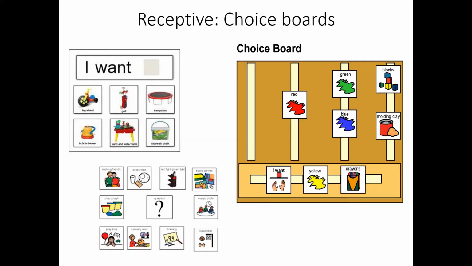So here are some examples of choice boards. So I want, and they can pick whichever picture they want and stick it on there. So I want the trampoline, or I want the bubble blower. Or it could be a choice board where they point to what they want. Or this other choice board on the right, they can pick what color they want, what color clay or crayon they want.